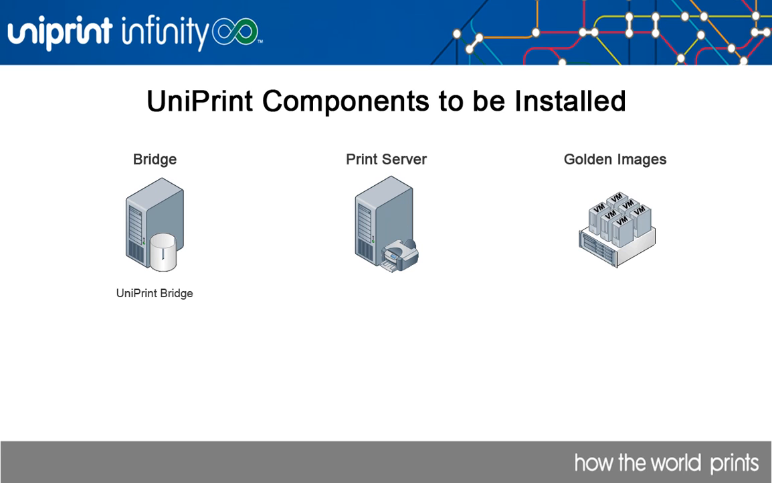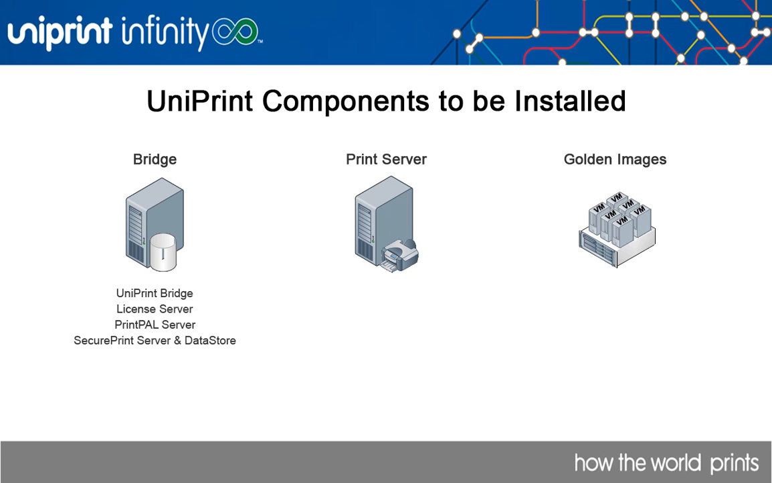For the first server, we'll be installing the UniPrint bridge, and by default, the license server and the printpal server are also installed. The bridge acts as a print job router and license manager, and should therefore be installed on its own machine. The printpal server is used to automatically add printers to user sessions. We're also going to install the secure print server and data store, which manages the pull printing process.